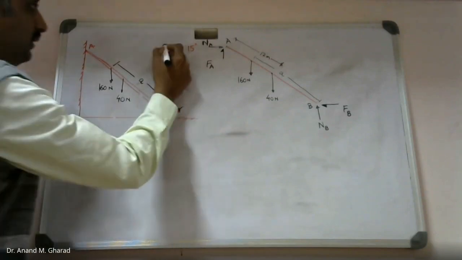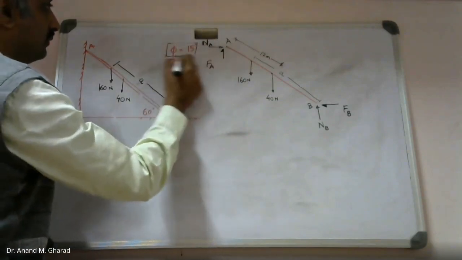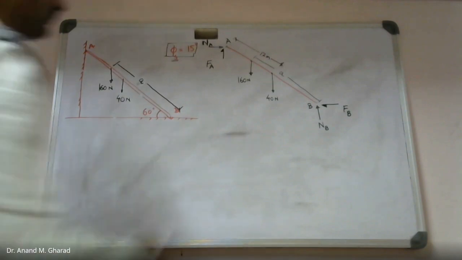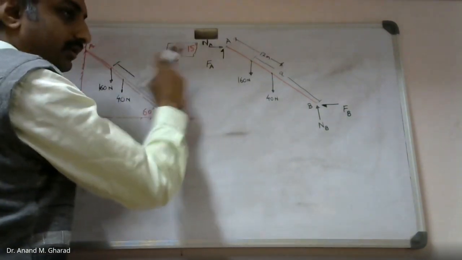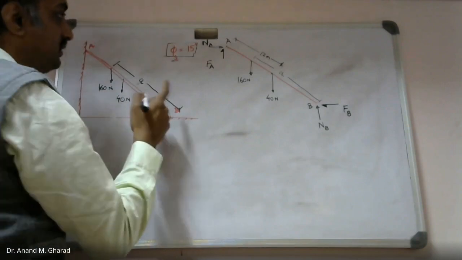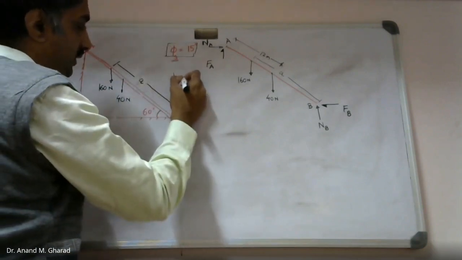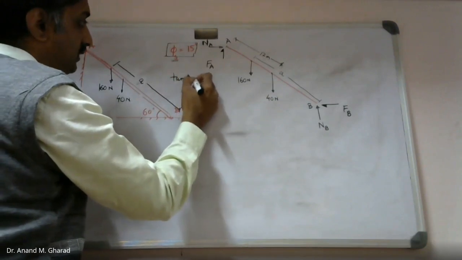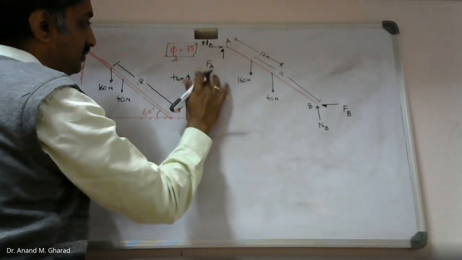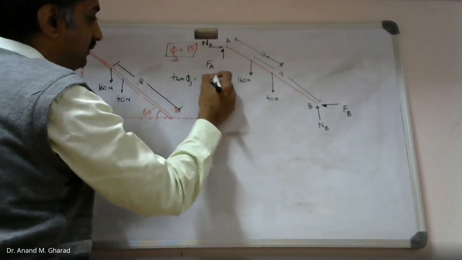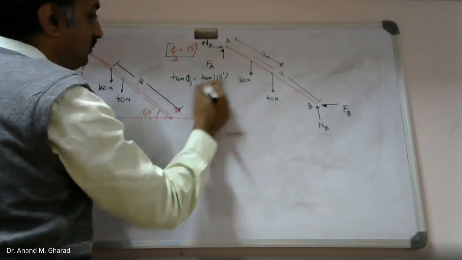Next, angle of friction. This is mentioned. From this information, what can you calculate? Coefficient. Coefficient. What is the relation between these? Tan of phi. Tan of phi s will be equal to tan of 15 degree. How much does this come out to be?